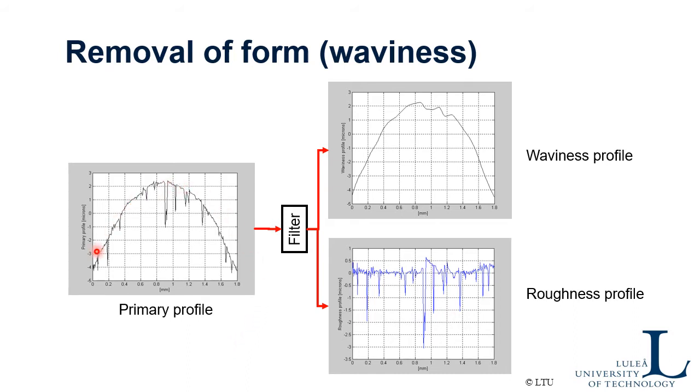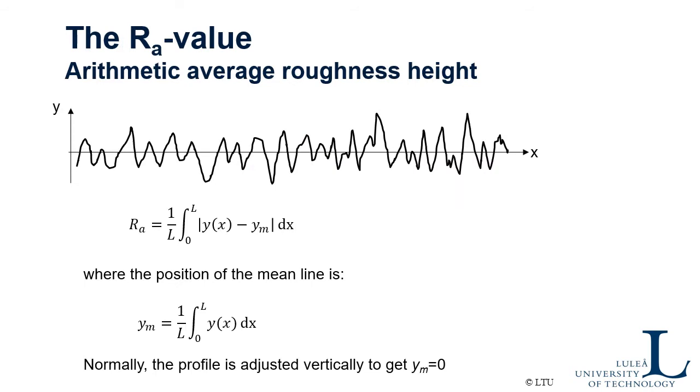You get the primary profile, you use the filter, and you get the roughness profile. In some texts they talk about the P profile and the R profile. So this is what you really want to investigate if you are going to study or quantify the roughness itself. All right, let's move on to see some typical values you can use to quantify roughness. The most common one, I guess, is the Ra value. That's the arithmetic average roughness height.